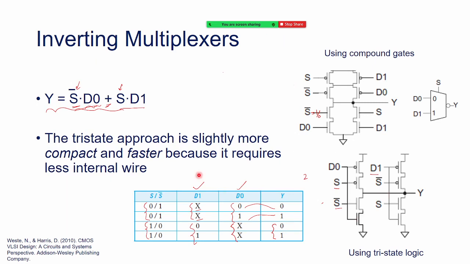Of these two approaches, people go for the bottom one, the tri-state. Why? Because it is slightly compact. The pull down network is the same, but we just arranged the upper network with a little modification, and because of that it's a little compact and faster, because it requires less internal wire. Can anybody tell me where is the less wire in the second network?